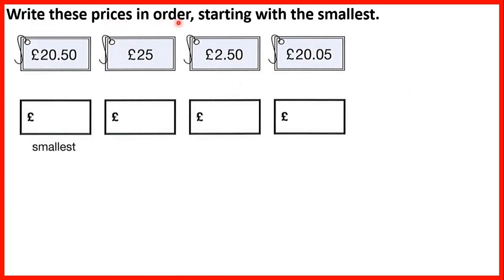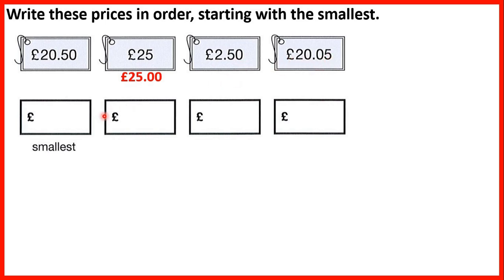Write these prices in order, starting with the smallest. So we have £20.50, £25, which if it makes it easier, we can write with a 0.00 on the end to show that we only have £25 and no extra pence. And we also have £2.50 and £20.05.